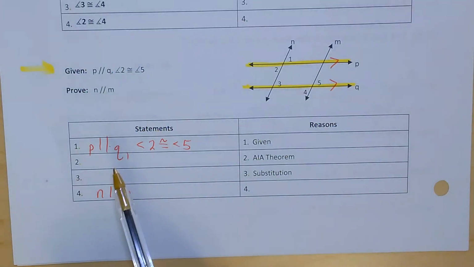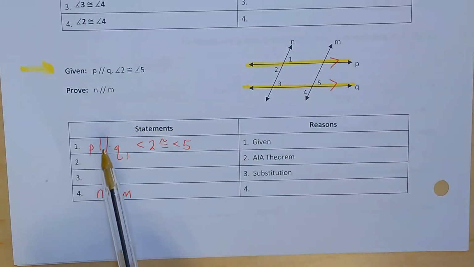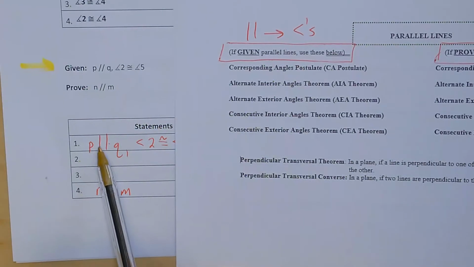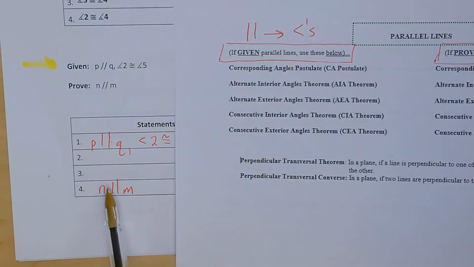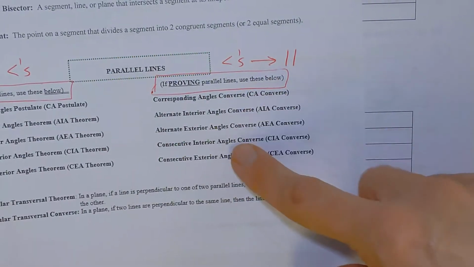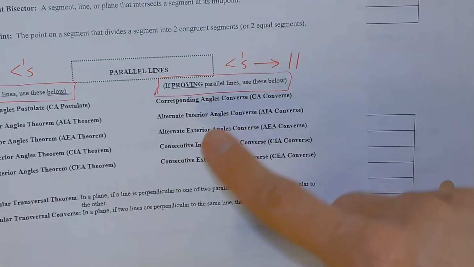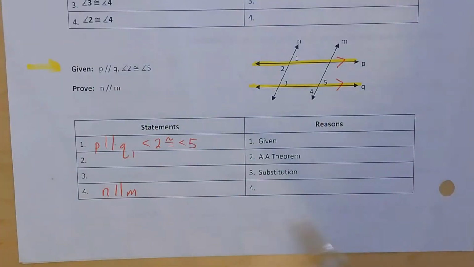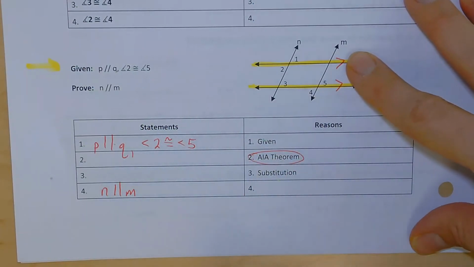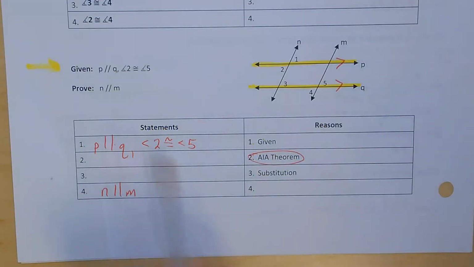Okay, now before I start the proof, I already know that I'm going to be using a theorem or postulate from the left side because I was given parallel lines. But I also know that I'm trying to prove lines are parallel, so I know at the end of the proof I'm going to be using a converse to show that lines are parallel. So I'm going to be using one from each side at least. Okay, so let's go to step 2. They would like us to use the AIA theorem from the left side. So the AIA theorem over here says if you have parallel lines, which we do, then you've got to find a set of AIAs that will be congruent.